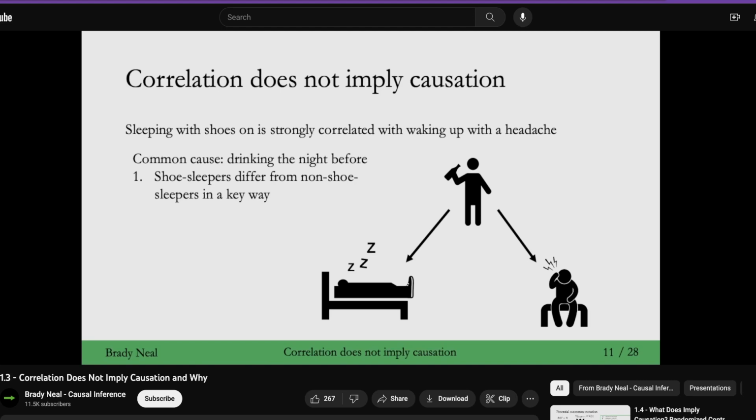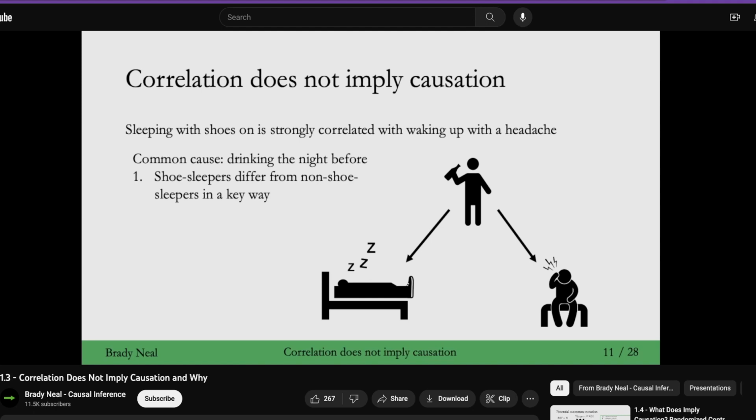The ones who went to sleep with their shoes on, so that's the shoe sleepers, and the ones who went to sleep without their shoes on, the non-shoe sleepers. These 2 groups of people differ in a very key way, and that is that almost everyone in the shoe sleeping group drank the night before. Almost everyone in the non-shoe sleeping group did not drink the night before. So the key way is sort of think about the average number of people who drank the night before. It's just a completely different number. And that kind of explains why we can't look at these 2 groups and deduce some causal effect from them. The groups are not comparable.